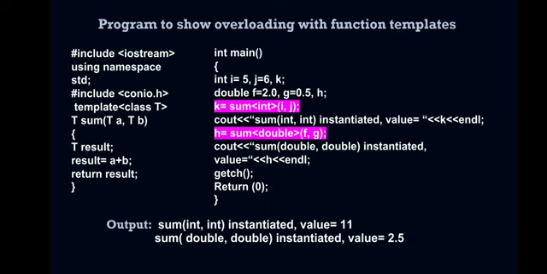Now I have written k equal to sum in angle brackets, less than, greater than, that is angle brackets. I have defined int, so that means this function is going to pass only integer values. Likewise, for the next call to the sum function, I am passing double. That means this function can only pass double values. Same as before, the only difference here is that I have mentioned the data type, integer or double.